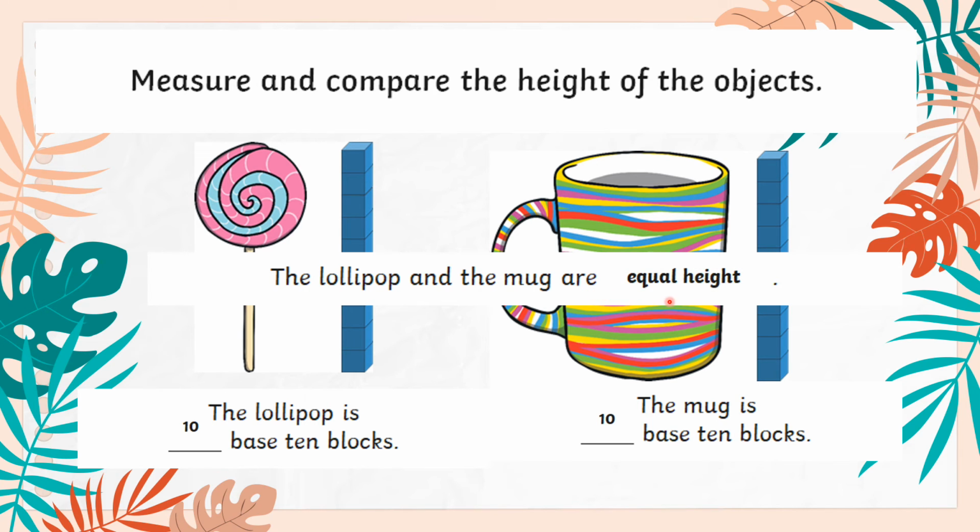We use equal when whatever we are using to measure the height or length is the same number of those things. If it's paper clips, interlocking blocks, paddle pop sticks, base 10 blocks, anything that we are using for comparing length or height, if the number is the same, we have equal height, equal length. We always use the word equal. Okay?